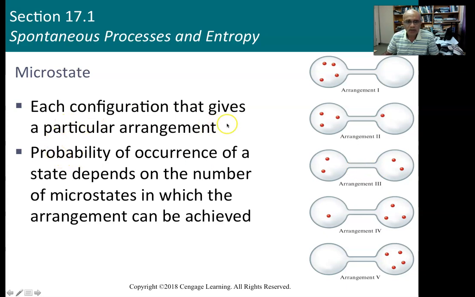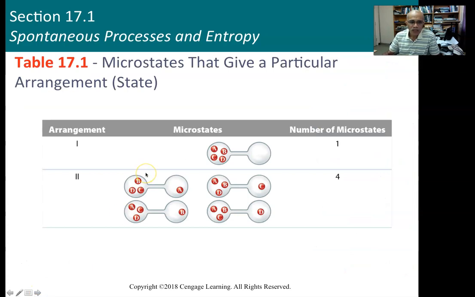So each configuration that gives a particular arrangement is called a microstate. That's a microstate. So this is a microstate, this is a microstate, and likewise the rest. The probability of occurrence of a state depends on the number of microstates by which the arrangement can be made. So in other words, whichever has the highest probability is most likely where the molecular arrangement is going to be proceeding to. So let's look at this in much more defined detail.